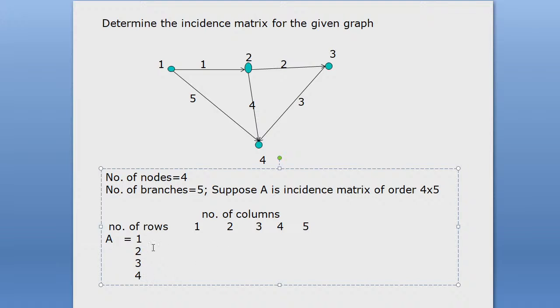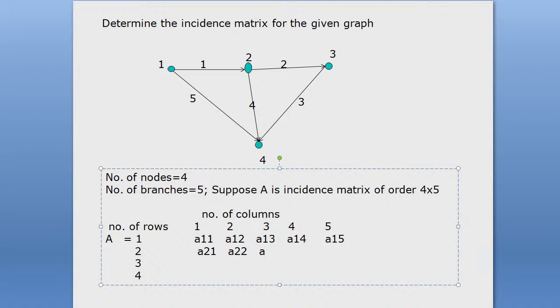So therefore we will get a total of 20 elements. Write these elements here. Suppose this one is A11, this one is A12, this one is A13, A14. Separate it, give a gap, and this element is A15. Then you can write the next row, A21, A22.